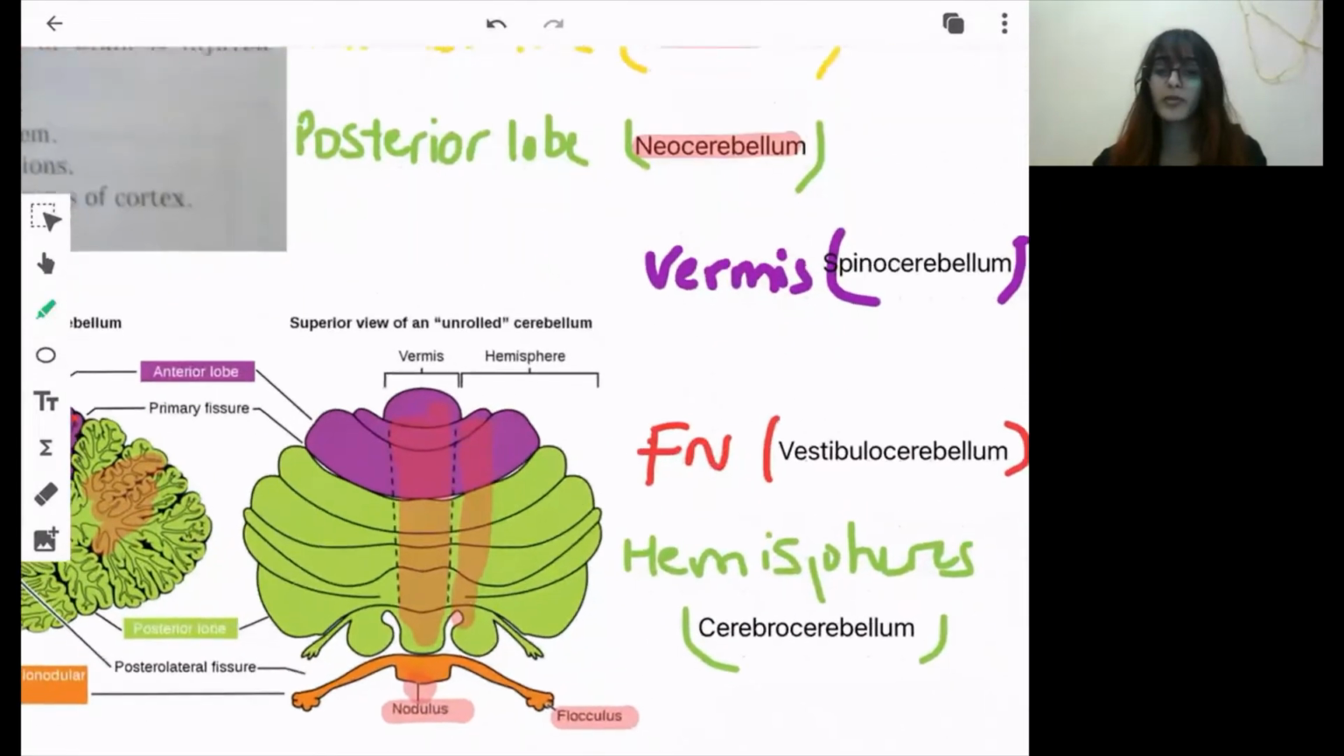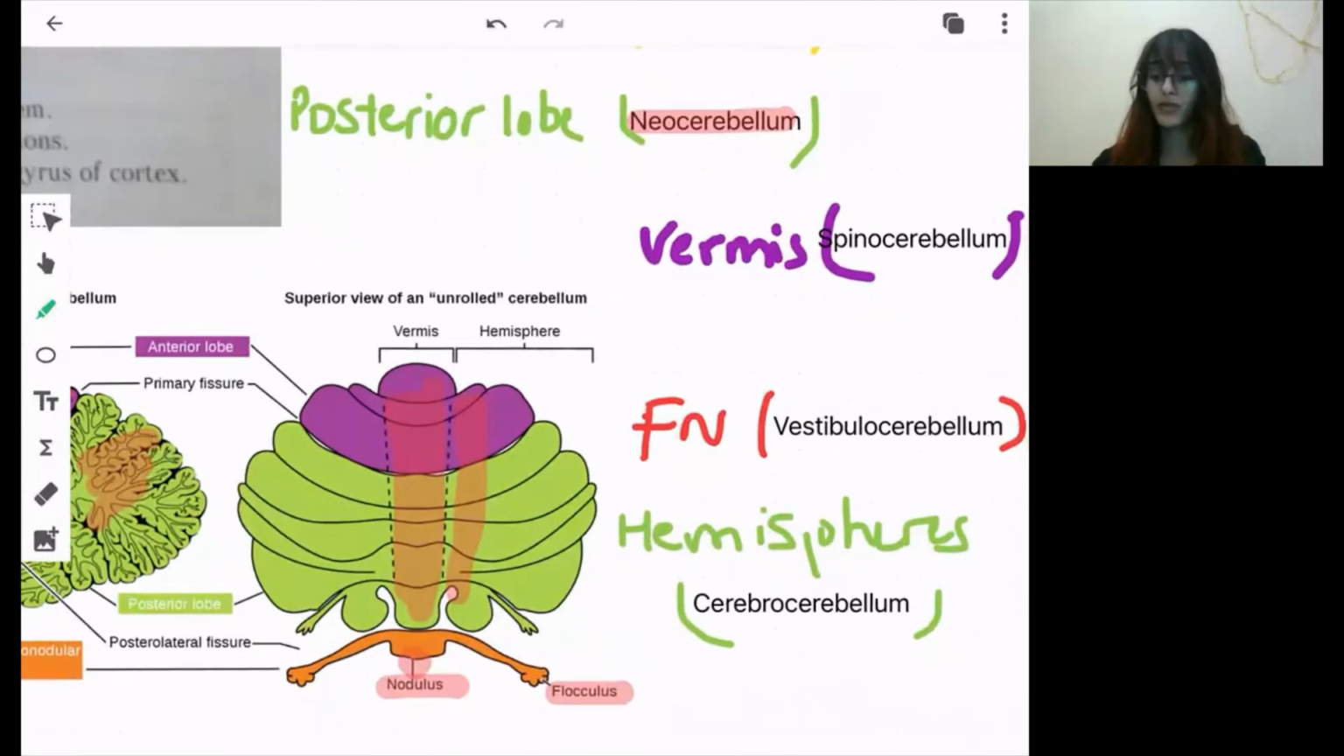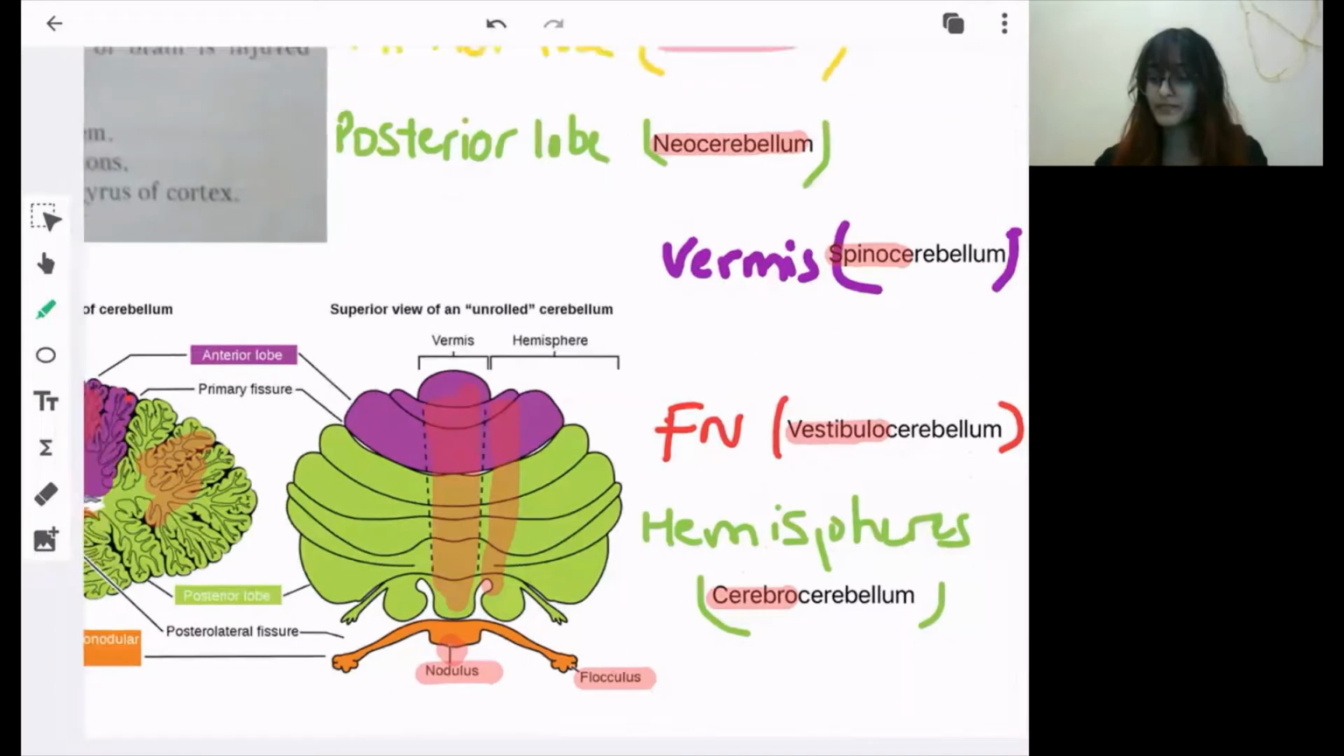And if we look from the posterior view, we can divide it into vermis, flocculonodular lobe, and hemisphere. The vermis area is called the spinocerebellum, and the flocculonodular lobe is the vestibulocerebellum. Why vestibular? Because here the vestibulospinal tract comes and communicates with the cerebellum. Hemispheres are also called the cerebrocerebellum. Why? Because the cerebral cortex communicates with the cerebellar cortex of the lateral hemispheres. So that's why it is called the cerebrocerebellum.